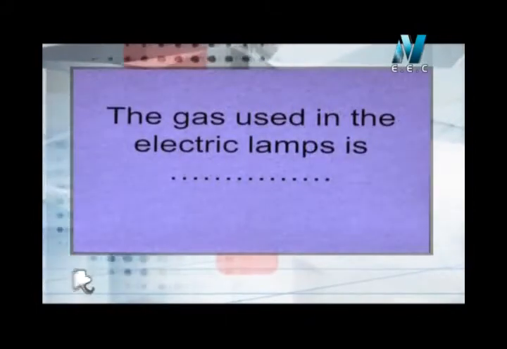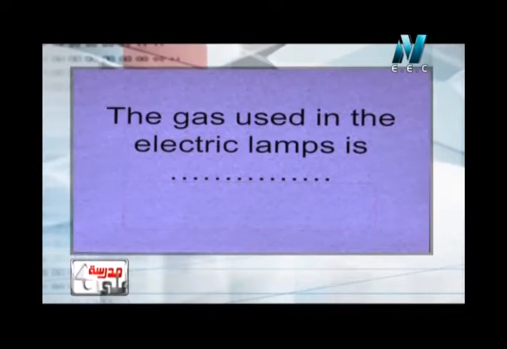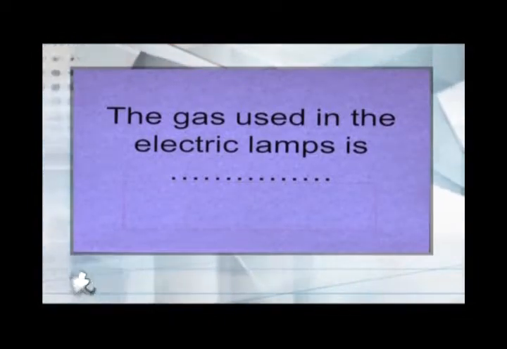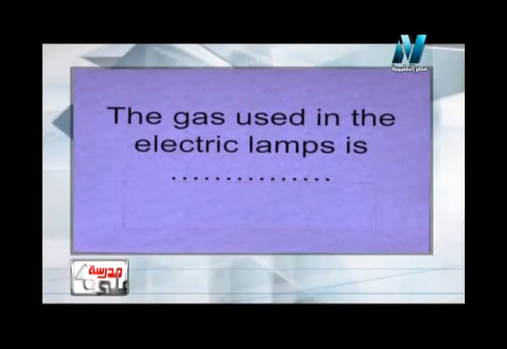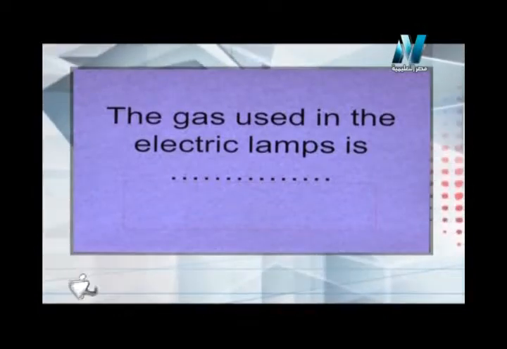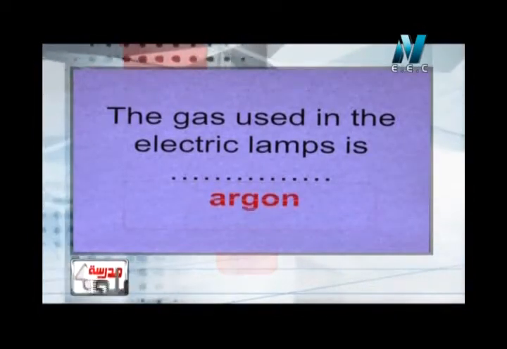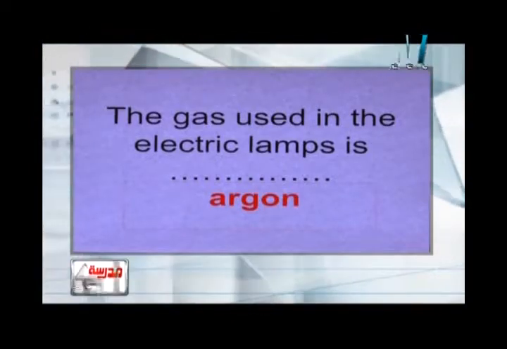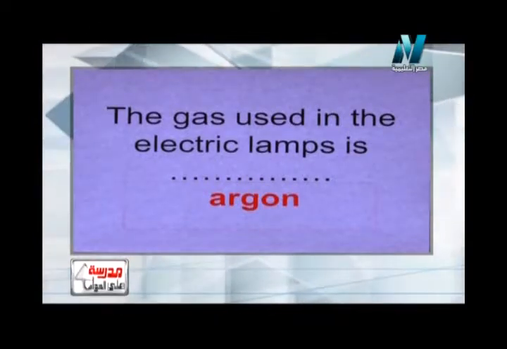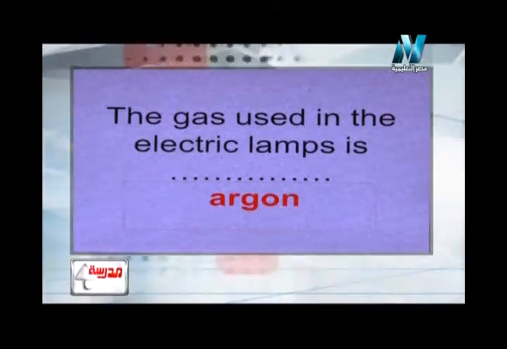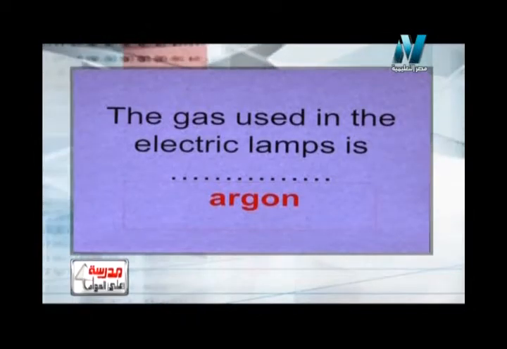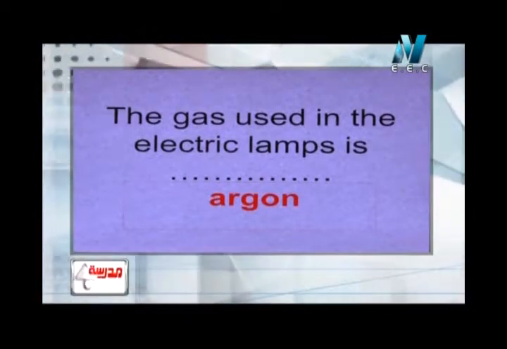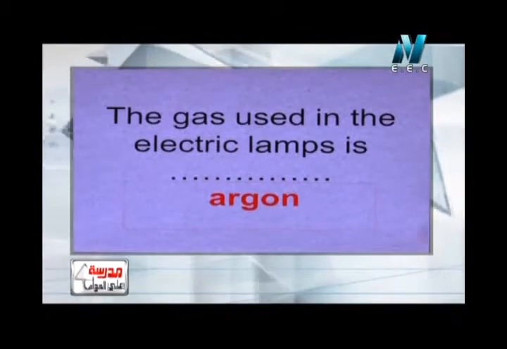Another question. The gas which is used in the electric lamp, we know it's an inert gas, which is called argon gas. Argon gas is used in the electric lamp, whether it's a fluorescent lamp or a light bulb. So the gas which is used in electric lamps is argon gas.